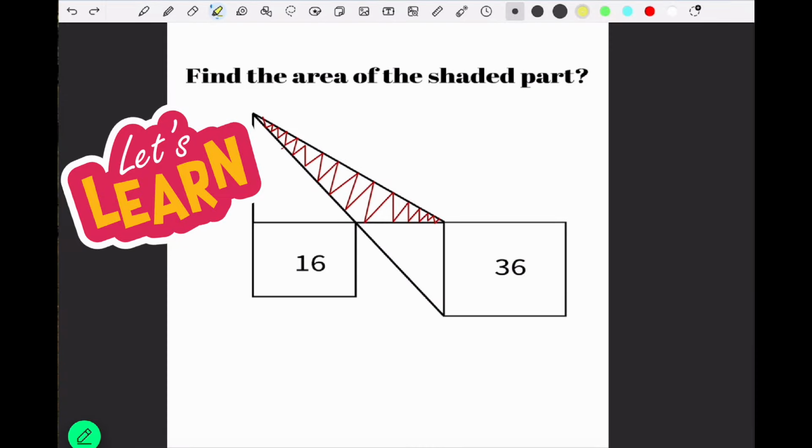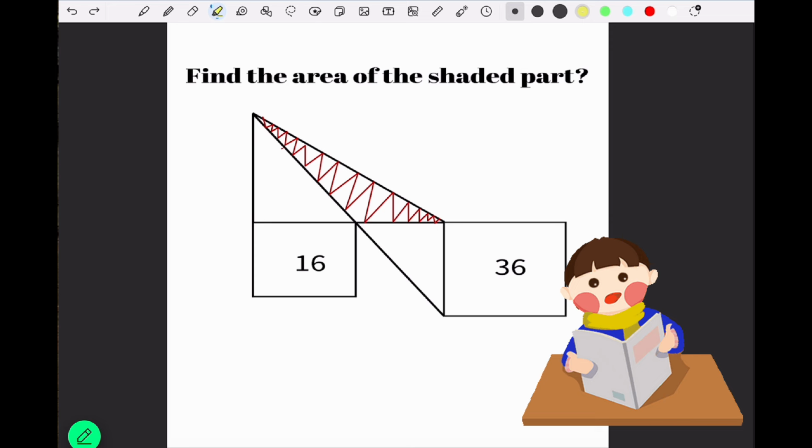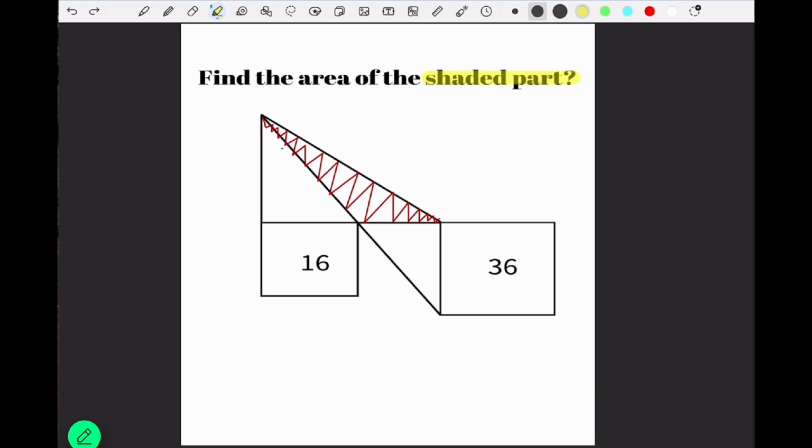If anyone is interested, try to solve this question and comment down the answer below. Let's have a look at the question. In this question, we have to find the area of the shaded part, which I marked in red color. I mean the area of the triangle. Let's dive into the solution.